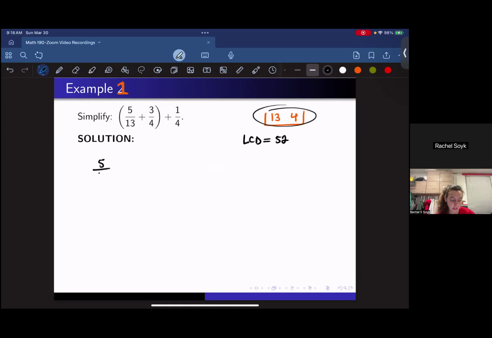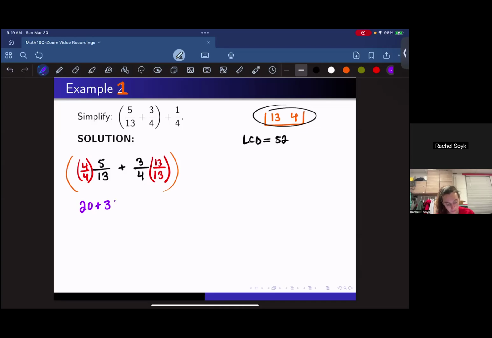Now that we know our LCD, we need to manipulate these fractions into that equivalent fraction that has a denominator of 52. So what times 13 gives you 52? That's just 4. And what times 4 gives you 52? And that's just 13. So now when we multiply straight across our fancy forms of 1, we end up getting 20 plus 39 all over 52. And then we have this plus 1/4. And why don't we go ahead and put that in terms of a denominator of 52? So multiply this by simply 13 over 13. So we get a plus 13 over 52.